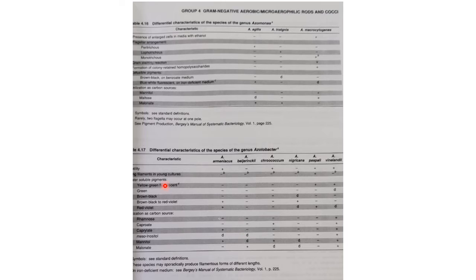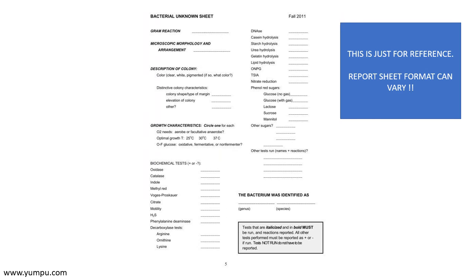Again, a list of biochemical tests is given which helps you identify between different species of a particular genus. You can see here Azotobacter, Azomonas. There are different tables which help you differentiate between the species of a particular genus. So that's how we use Bergey's manual to identify our culture. Now you have identified your culture. The last thing you have to do is write a report.